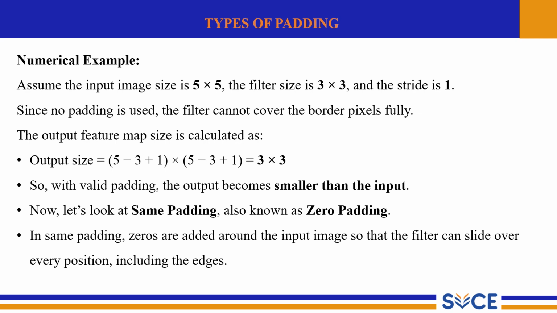Now let's consider same padding, also called zero padding. In this case, we add zeros around the border of the input image. It allows the filter to slide over every position including the edges. This way, the output feature map keeps the same spatial dimensions as the input, preserving important edge information.